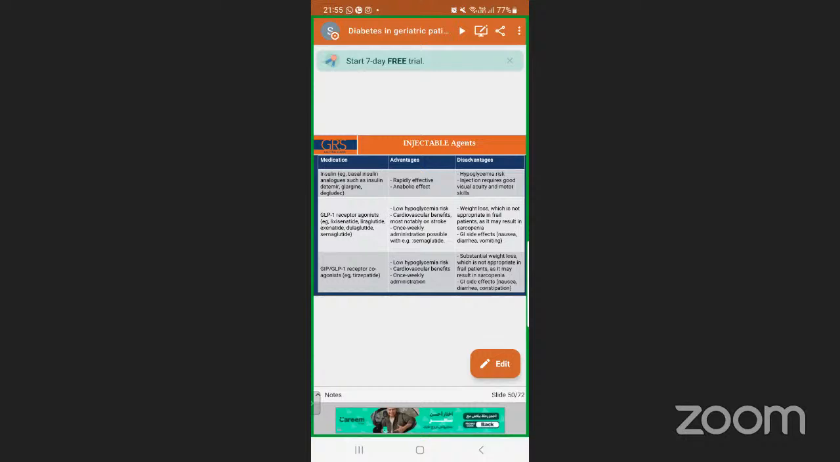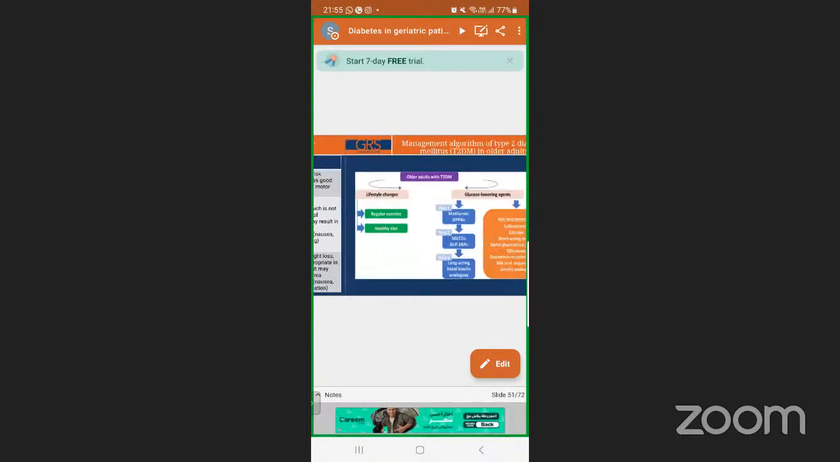GIP/GLP-1 receptor co-agonist like tirzepatide carries lower risk of hypoglycemia and cardiovascular benefits. Also, it requires once-weekly administration, but it leads to substantial weight loss, which is not appropriate in frail patients as it may lead to sarcopenia, and it leads to multiple GI side effects like nausea, diarrhea, and constipation.